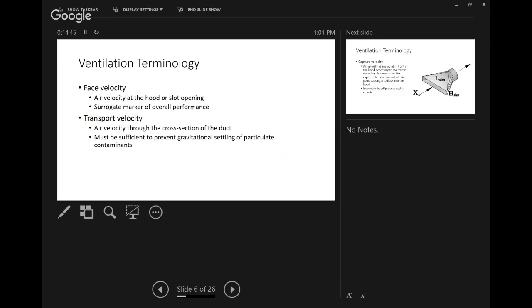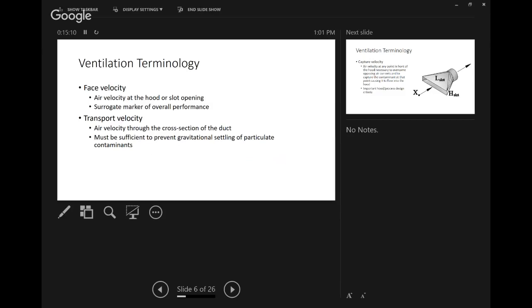So some hoods look kind of like this. This would be a slot hood. That's just capturing contaminant and sucking it in. The face is this part right here. Or if you have never seen a chemical fume hood, you will see it today.